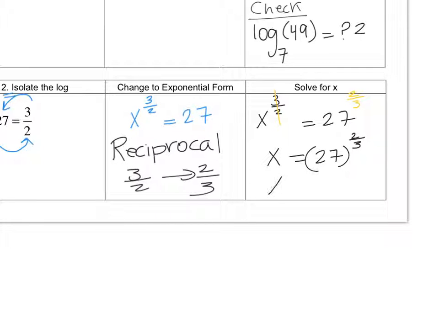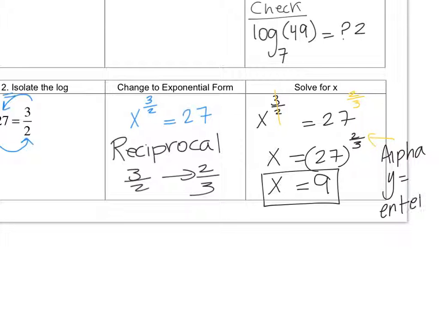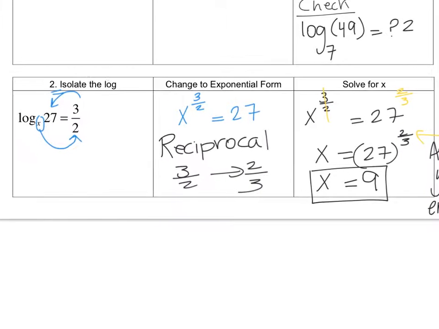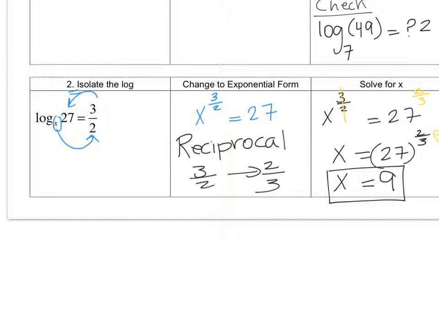Now put this on your calculator and you will see that x is equal to 9. Now remember, if you would like to have a fraction, click on alpha, y equals, enter, and then you will be able to type in a fractional power or any type of fraction. So 27 to the power 2/3 on the calculator will be 9. Now this is how we do a problem like that. So remember, if you have a power and you want to get rid of that, raise the other side to the reciprocal of that fraction. Now let's move on to the next problem.